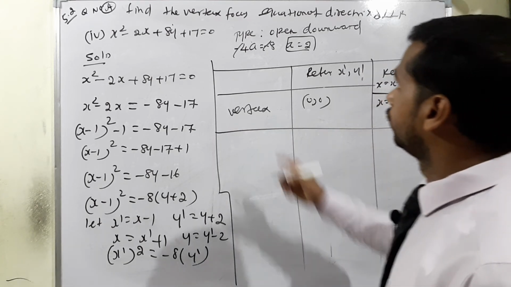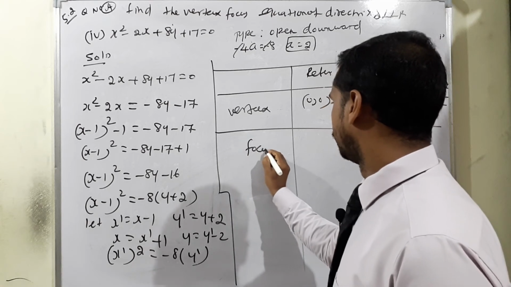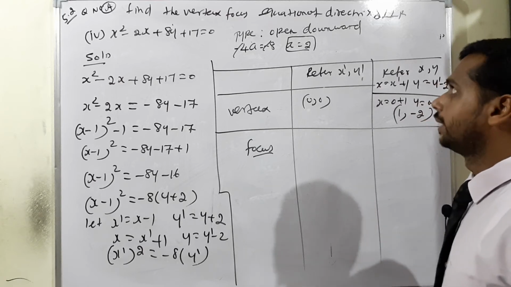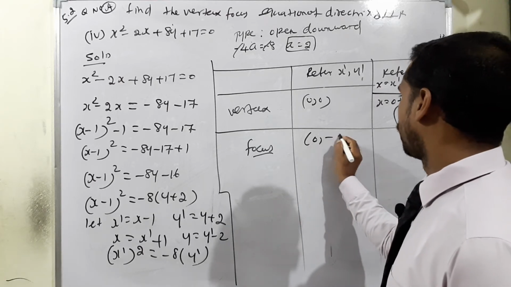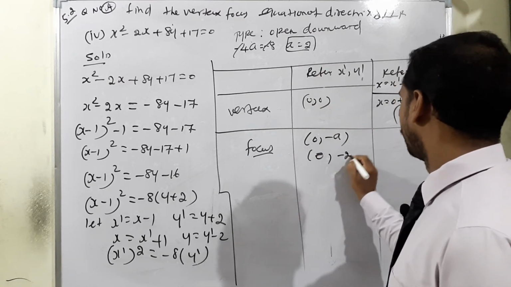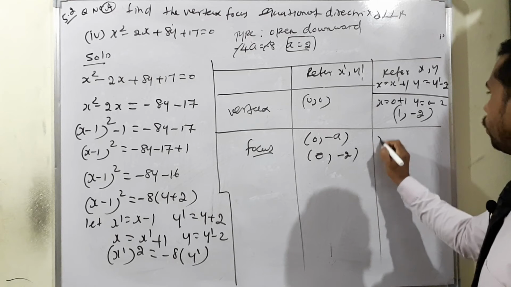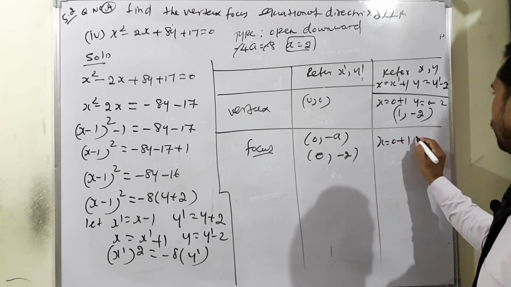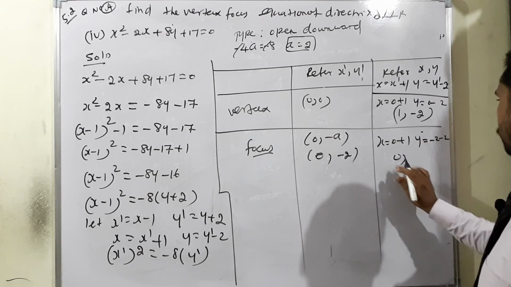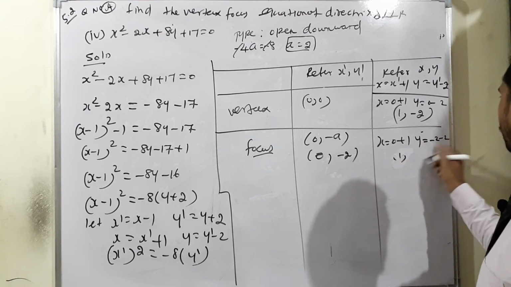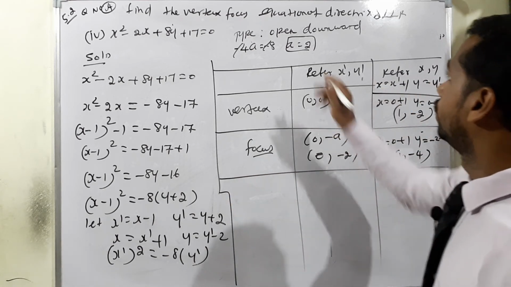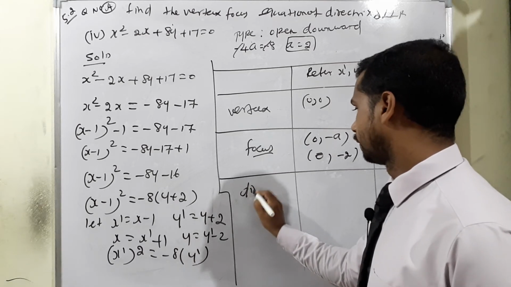Then second one, focus. Already we know open downward means definitely it is on the y side, isn't it? So y side means 0 comma negative a. 0 comma negative a means the value will be negative 2. Look at there, x dash value will be 0 means x is equal to 0 plus 1, then y is equal to negative 2 minus 2. Therefore 0 plus 1 means 1 will come. So 1 comma minus 4. That is the focus.